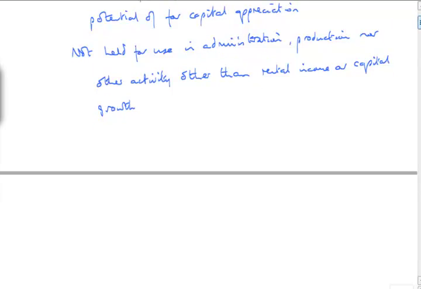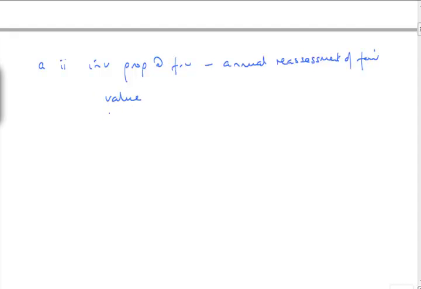Explain how the treatment of investment property under fair value is different from owner-occupied property under revaluation. Okay, so part A2, if it's investment property at fair value, it needs an annual reassessment of fair value, and any change in fair value will go through the statement of income.